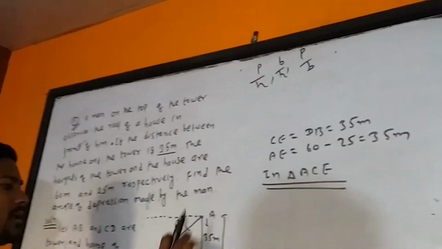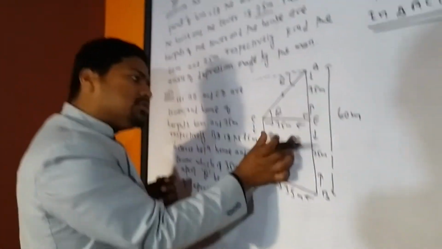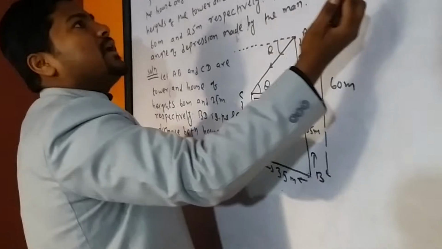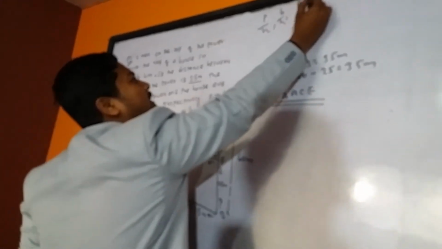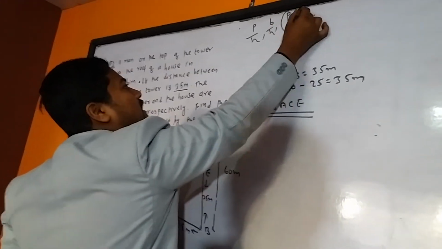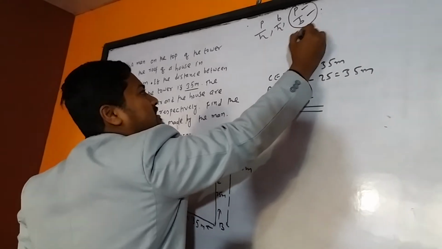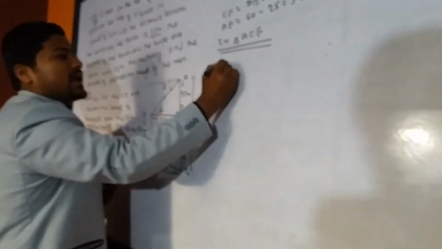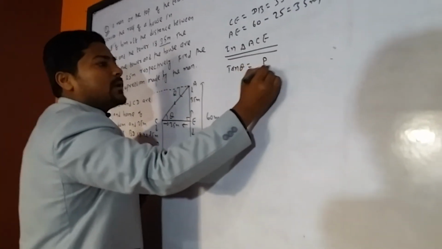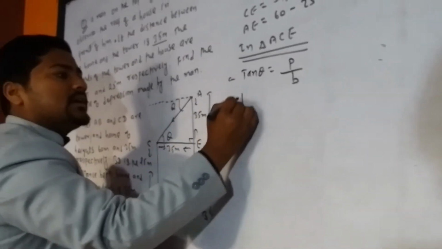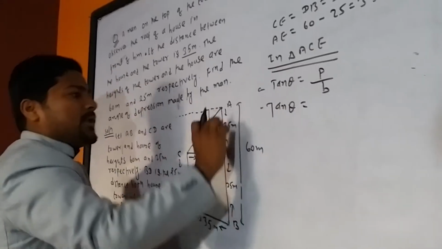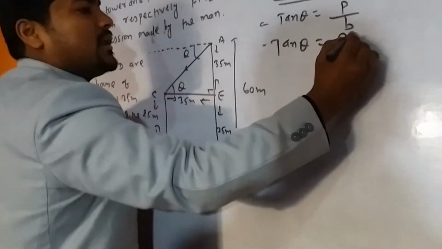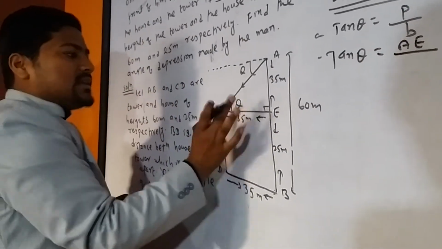Okay. So now here P and B, this value is known. This value is only given. P and B, where? Oh, here are the P and B both. And this is the formula for tan theta, not sin theta, cos theta. That's why we can write in triangle ACE, tan theta is equal to, first of all, P by B, right? Now tan theta is equal to, P means what? A. B means what? Tell? C.